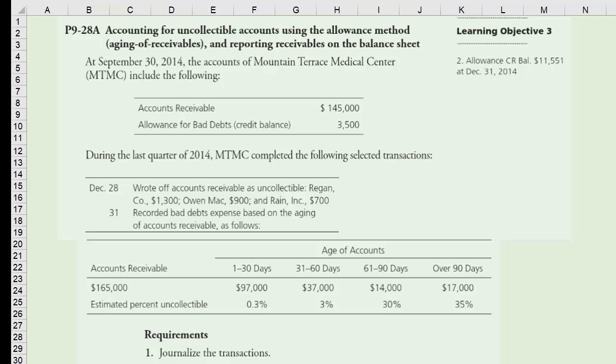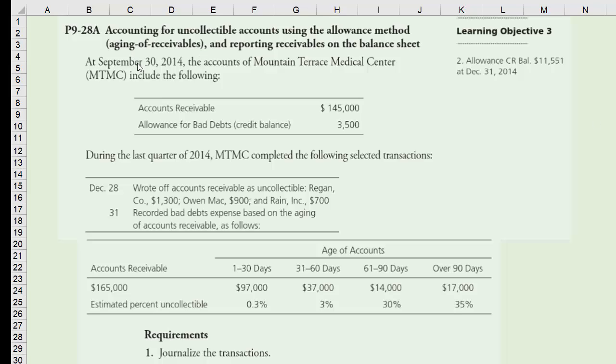Okay, hi everyone. Let's explore this problem. It's one relating to the accounting for uncollectible accounts using the allowance method, and we're going to base it on aging of receivables. Okay, so what we have is some information presented to us for Mountain Terrace Medical Center, and you can see that on the screen.